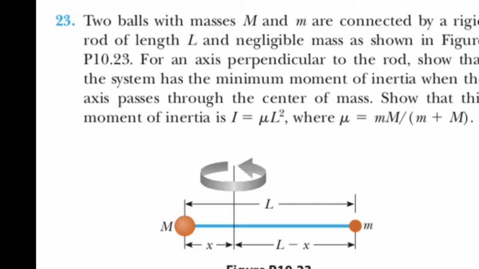So today I'm doing number 23 on chapter 10. The question is, two balls with masses big M and small m are connected by a rigid rod of length L and negligible mass as shown in the figure below. For an axis perpendicular to the rod, show that the system has the minimum moment of inertia when the axis passes through the center of mass. Show that this moment of inertia is I equals mu L squared, where mu equals small m times big M over the sum of small m plus big M.